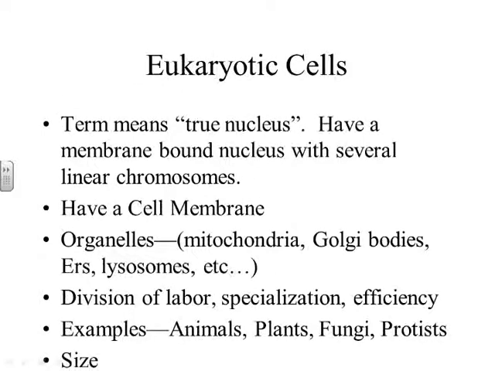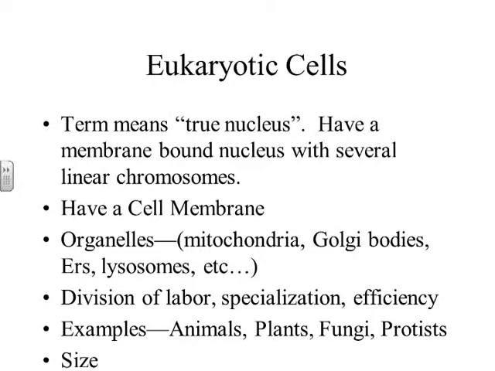Anyway, eukaryotic cells. Kind of already covered this with the discussion we just had. We know the root means true nucleus because the DNA of a eukaryotic cell is separated from everything else by a membrane. It's a membrane-bound nucleus. Our chromosomes are multiple and linear instead of circular.